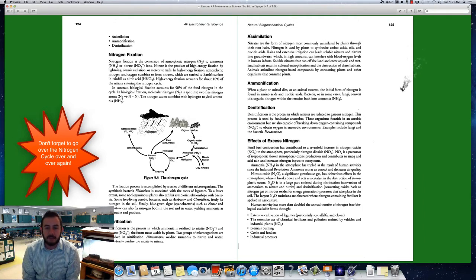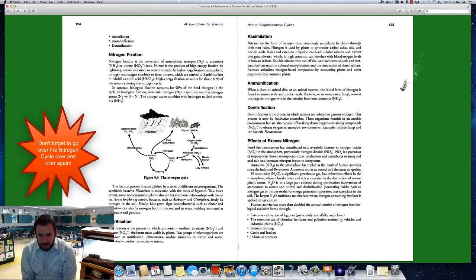Ammonia, NH3, in the atmosphere has tripled as a result of human activity since the Industrial Revolution, and ammonia acts as an aerosol and decreases air quality. So because of industry, we've released ammonia into the atmosphere as well. Nitrous oxide, N2O, is a significant greenhouse gas that has deleterious effects in the stratosphere, which basically means it breaks down ozone, which is not a good thing. We'll talk about that in chapter 19 with ozone depletion.